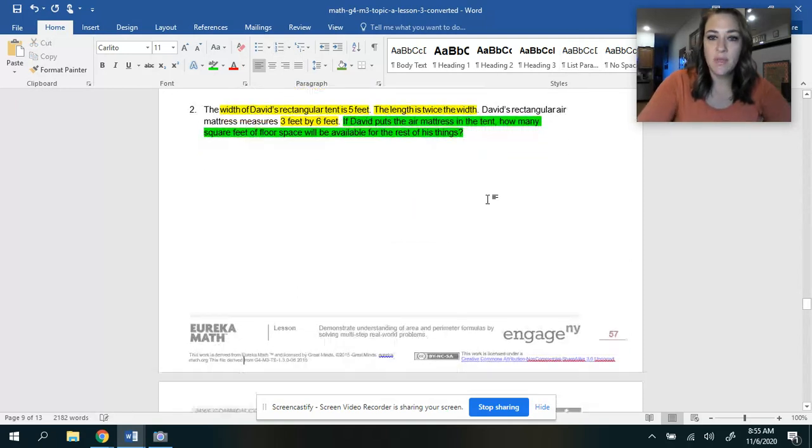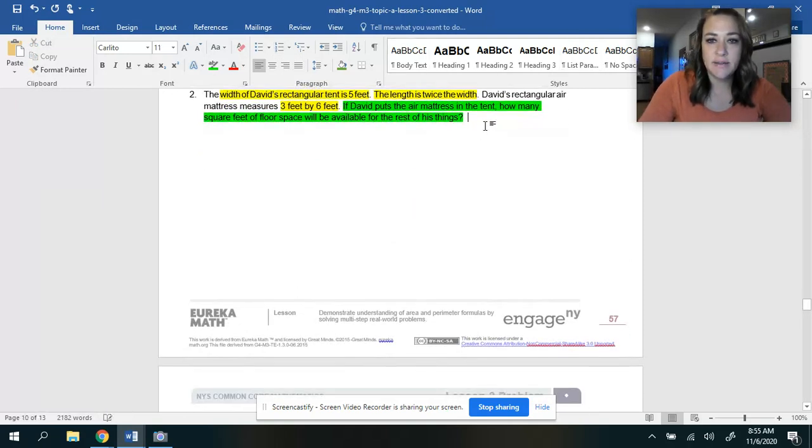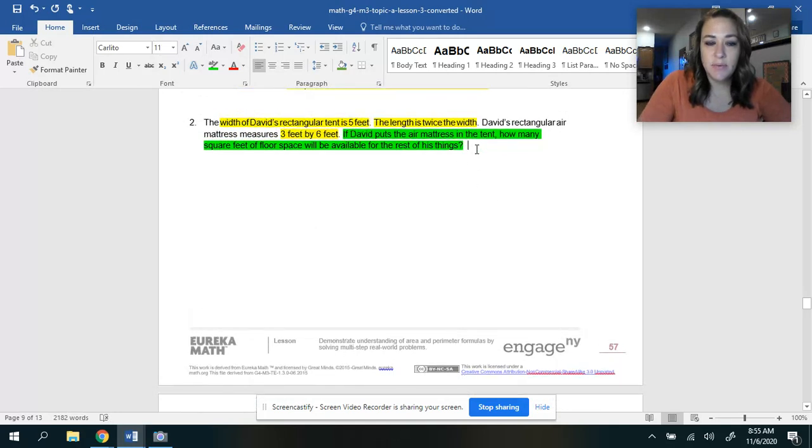Okay. All right. So let's see what we want to do first. So the width of David's rectangular tent is 5 feet and the length is twice the width. Well, what's twice 5, 2 times, right? Twice the width. 5 times 2 is 10.